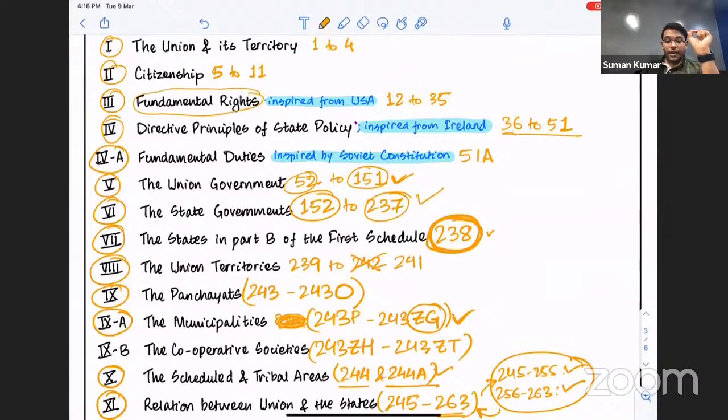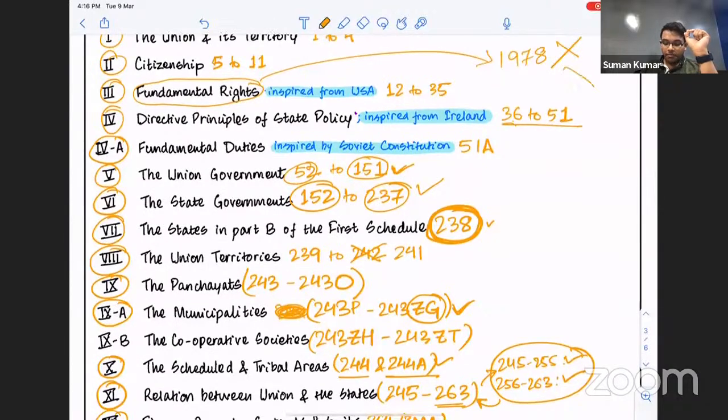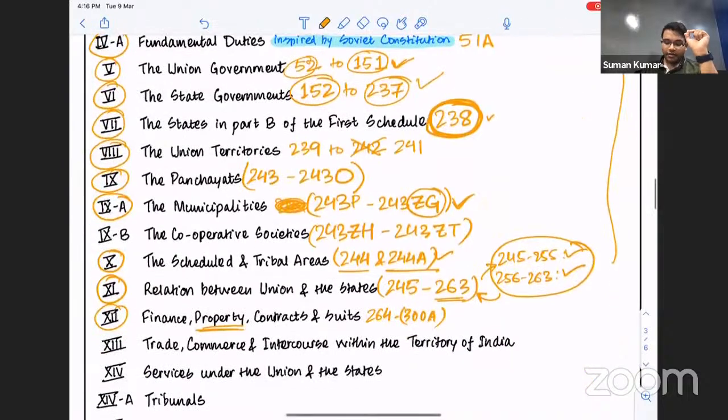However, in 1978, the right to property stopped being a fundamental right and it became a simple legal right. So this is what article 300A is, that is right to property. It was introduced in 1978; until then this used to be a fundamental right, and it ends at 300.